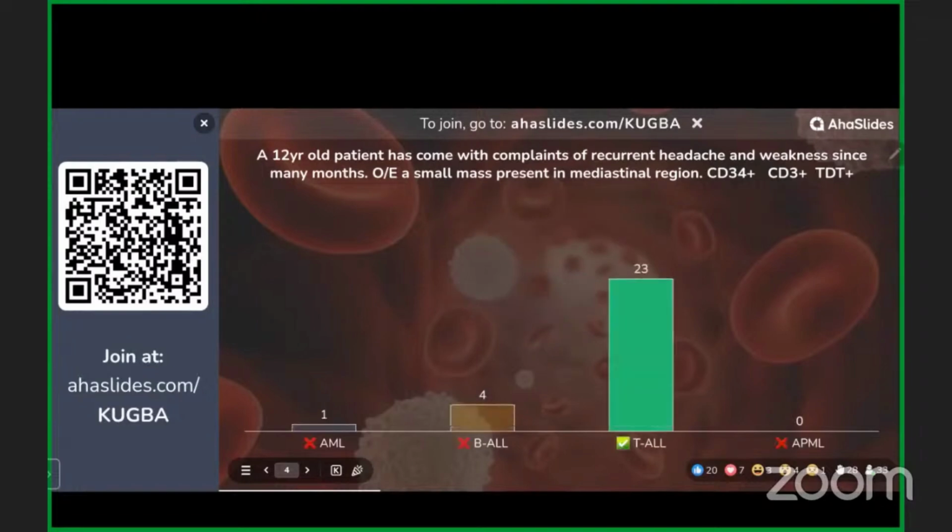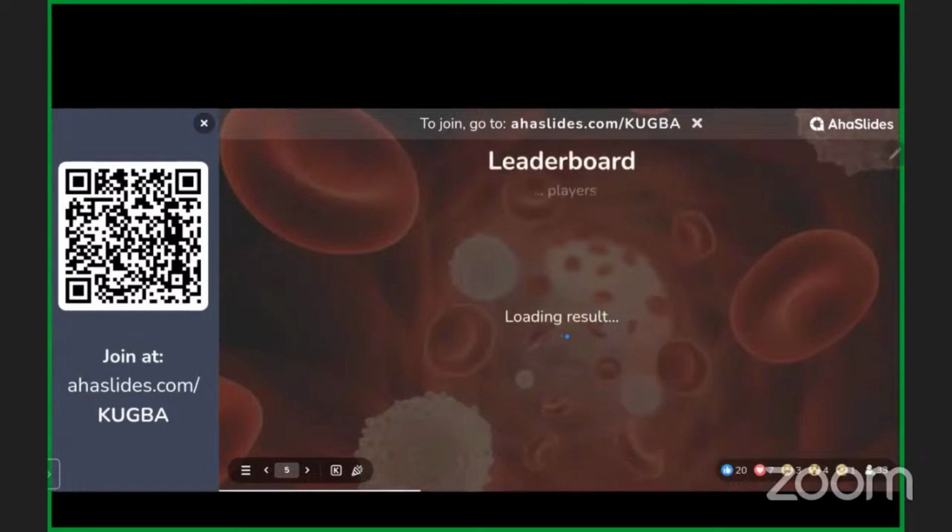It seems that almost everyone has got it. I think the main thing that gave away the answer is the age, along with the CD markers and the mediastinal region. Mediastinal, yes, exactly.